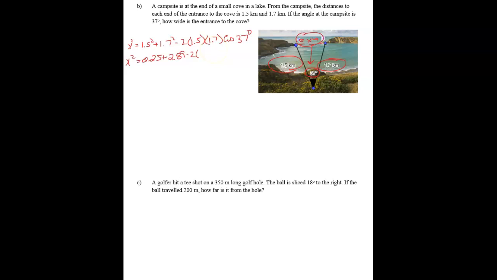Actually, I don't need that 2 there. So we're going to multiply that. So 2 times 1.5, well, that'll be 3 times 1.7. You get 5.1. And then cosine 37 degrees, so 0 decimal. 0.7986.